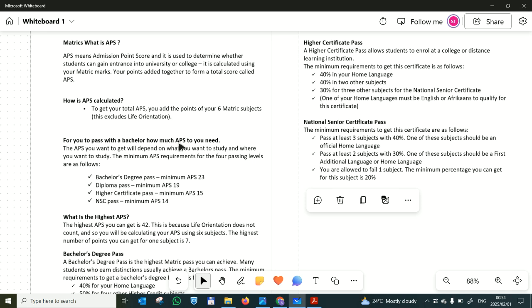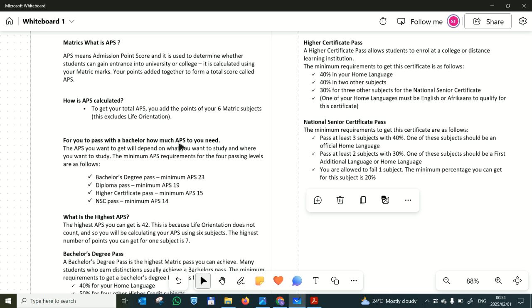So APS means admission point score, and it is used to determine whether a student can gain entrance into a university or college. It is calculated using your matric marks. Your points are added together to form a total score called APS. Then the question is, how is APS calculated?